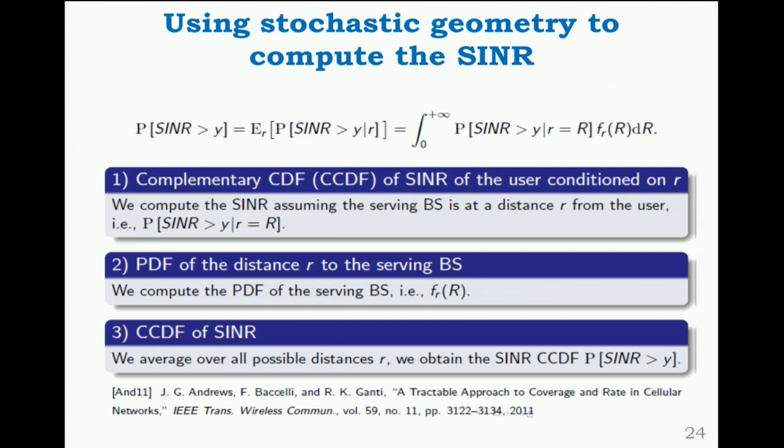No? Okay, now, I don't want to go into too many details, just to give an idea of the process we use to come up with expressions. In the main, we want the probability of a SINR being higher than some value, so the probability of not being in outage, basically. Now, you can do this by taking an expectation over a distance, and then you will have to integrate over all possible distances, and take into account the probability distribution function of the distance to the serving base station.